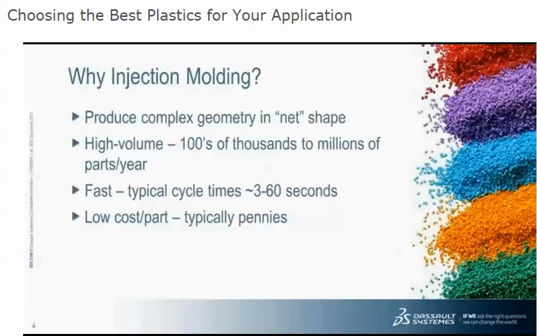It's a relatively fast manufacturing process. Typical injection molding times are in the range of about 3 seconds on the low end to maybe 60 seconds on the high end. Of course, you can have cycle times higher than 60 seconds, but that's the typical range. And overall, when you finally get your molded part, the cost of that part is relatively low, typically pennies on the dollar for a molded part.